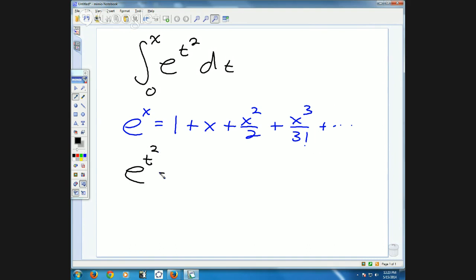We just do a substitution. We replace x with t squared. So then we'll get 1 plus t squared plus t squared squared.